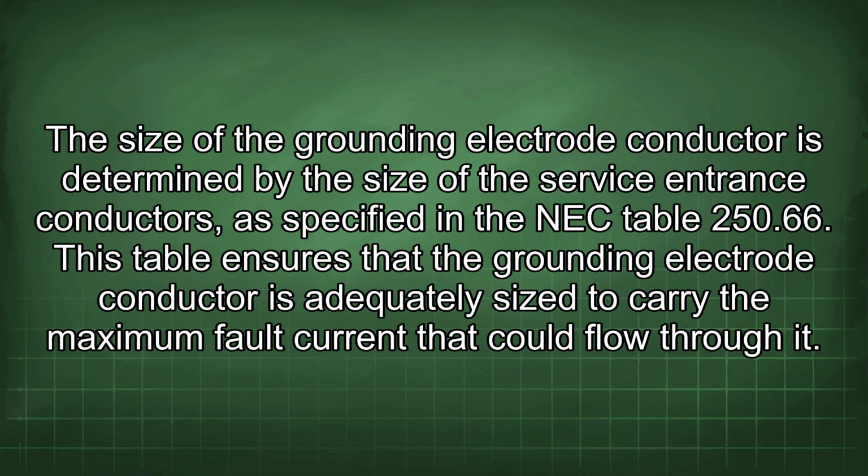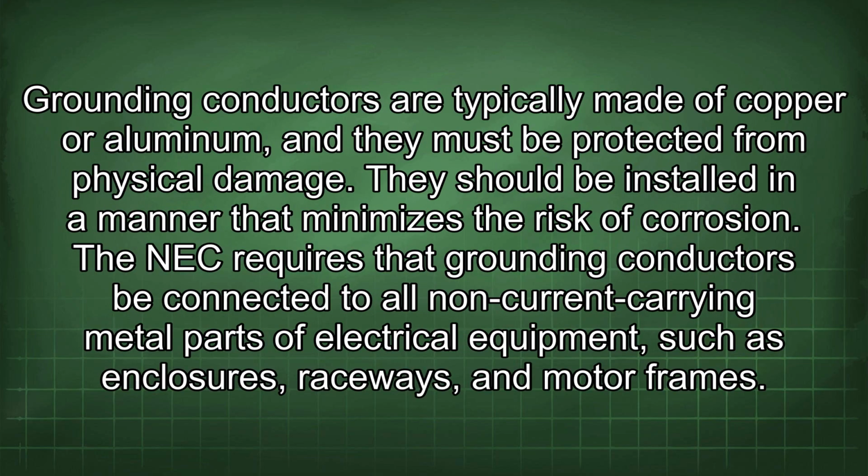The size of the grounding electrode conductor is determined by the size of the service entrance conductors, as specified in NEC Table 250.66. This table ensures that the grounding electrode conductor is adequately sized to carry the maximum fault current that could flow through it. Grounding conductors are typically made of copper or aluminum, and they must be protected from physical damage. They should be installed in a manner that minimizes the risk of corrosion.